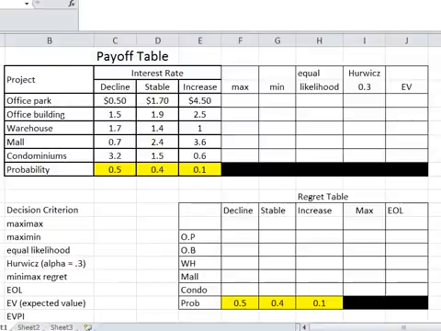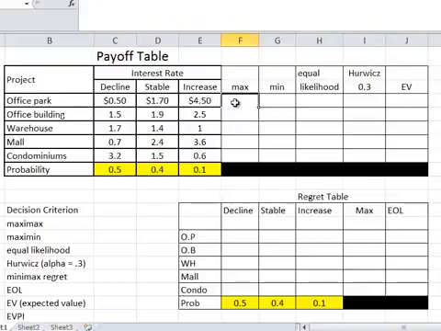First one, let's look at a Maximax decision rule or decision criterion. In Maximax, this is what we are trying to do. We're trying to find the decision that maximizes the maximum payout of each decision. First, let's find the maximum payout of each decision available to us. First one is office park. Under different states of nature, our profit could be 0.5 million, 1.7 million, or 4.5 million. Obviously, the best we can get is $4.5 million. And this is the maximum payout associated with office park.